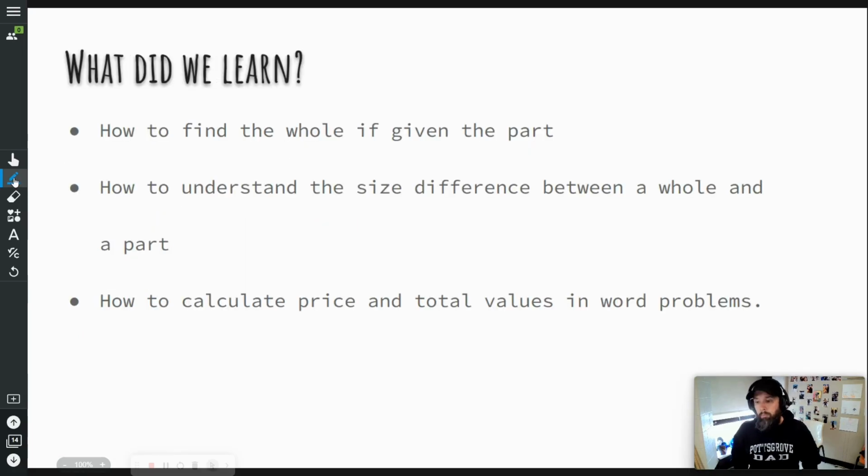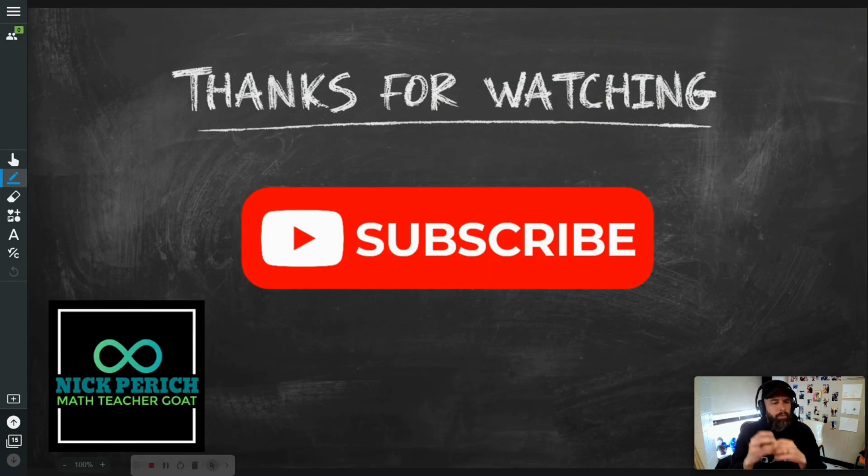Okay. All right, so what did we learn? We learned how to find the whole if given the part. So I give you a little chunk of it. What's the whole thing going to be? If 2% is this much, or if 20% is this much, what does that look like for the whole? 2% is so much smaller than 20%, and we were able to compare things a little bit. And we also learned how to calculate price and total values in word problems, like the storage problem with Alexis and Mickey and his baseball glove. So that is my stuff on percents. I'm done with percents for 6th grade math, so I'm done with volume 2.